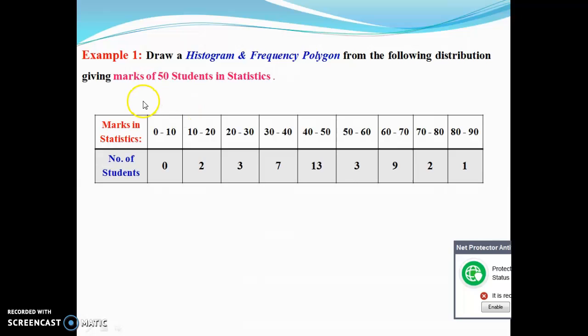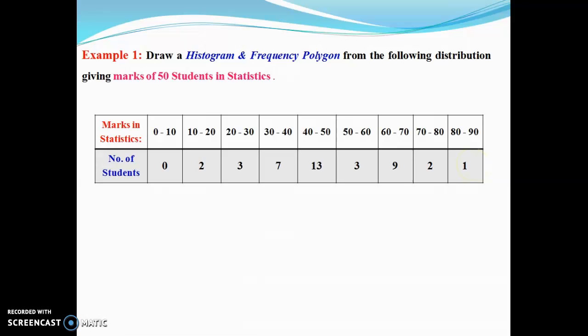Okay, let us see an example of a polygon. Draw a histogram and frequency polygon from the following distribution of marks of 15 students in statistics. Marks in statistics, this is continuous data, 0 to 10 up to 80 to 90. Then the corresponding class frequency, the number of students: 0, 2, 3, 7, 13, 3, 9, 2 and 1.